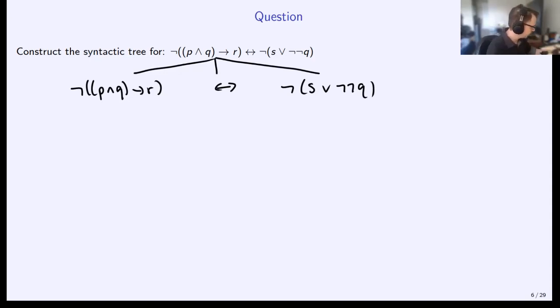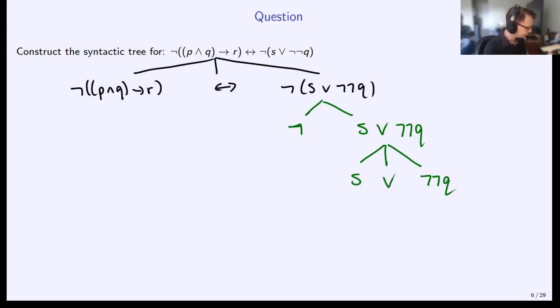So the first thing is I have a negation attached to this set of brackets. So I'm going to separate the negation from the brackets. So I can take the not, and then I'm going to be left with S or not Q. At this point, I have a well-formed formula S. I have a well-formed formula not Q, and they're being attached by or. So I can separate those into components. So I'll have S, I'll have or, and I'll have not Q.